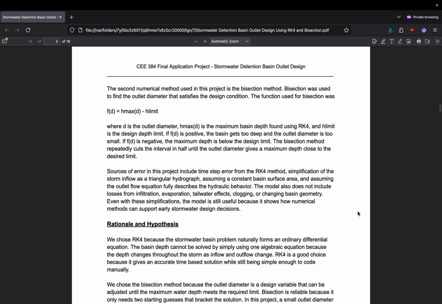The second numerical method was the bisection method. Bisection was used to find the outlet diameter that makes the maximum basin depth close to the 2-meter design limit. The function used for bisection was the maximum depth for a selected diameter minus the design depth limit. If the result was positive, that meant the basin was too deep and the outlet diameter was too small. If the result was negative, that meant the outlet diameter was large enough to keep the depth below the limit.